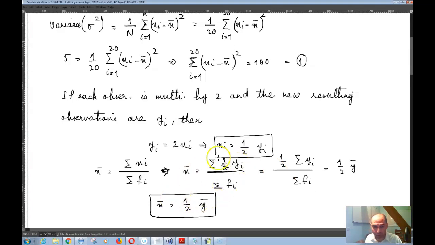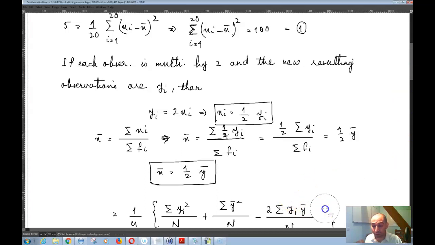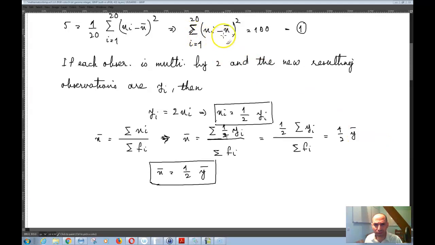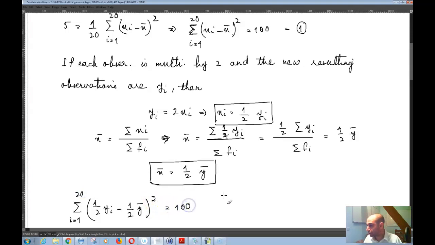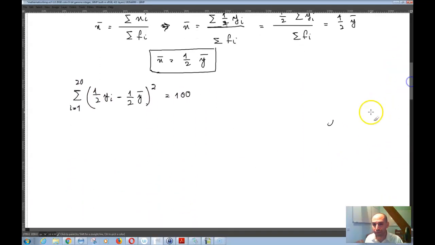So now I know that x of I is equal to 1/2 y of I. This is one thing. And the other thing that I know is that x bar is equal to 1/2 y bar. If you substitute these new values of x of I and x bar in equation number 1, you will get sigma of x of I minus x bar, which is 1/2 y of I minus 1/2 y bar, whole squared as I goes from 1 to 20, is equal to 100. So sigma of 1/2 times y of I minus 1/2 y bar whole squared as I goes from 1 to 20 is equal to 100.